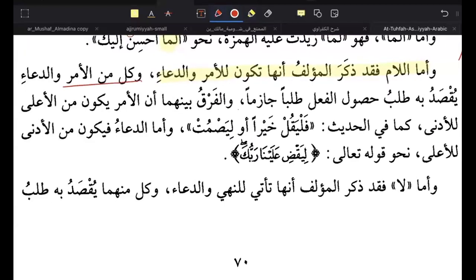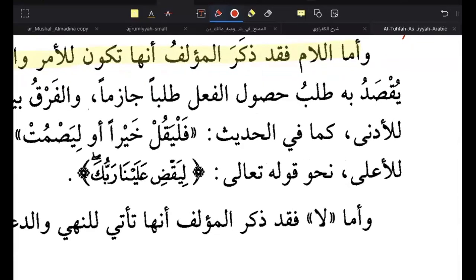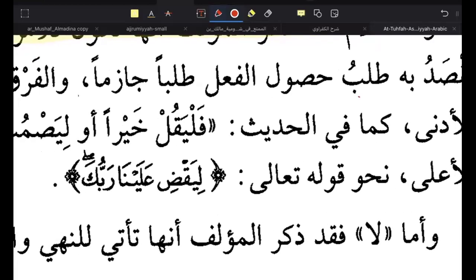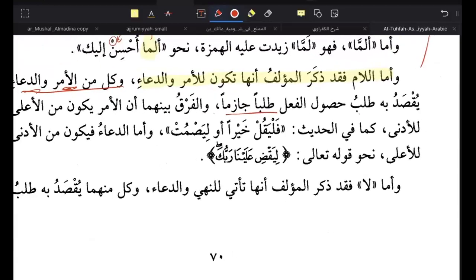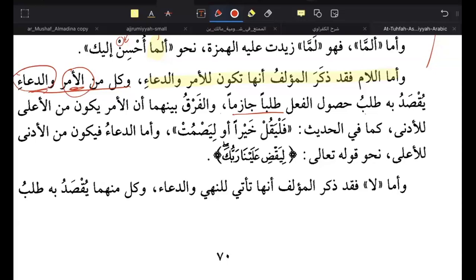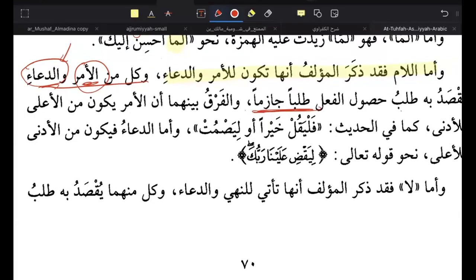He's saying therefore, regardless whether it is for the Amr or dua, يقصد به, what is intended by it is طلب, a request, طلب حصول الفعل, a request to make the action happen. So you're requesting occurrence of an action طلبا جازما, by a firm request. What he's trying to say, just because the word dua, some people might think there's no emphasis, like some kind of weak command. No, this is not the case. But he's saying that dua also has a demand. Okay, طلبا جازما, there's a strong emphasis. So this is clear so far?